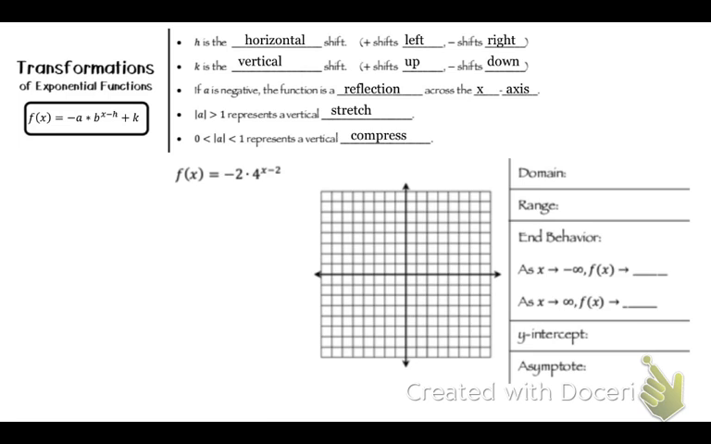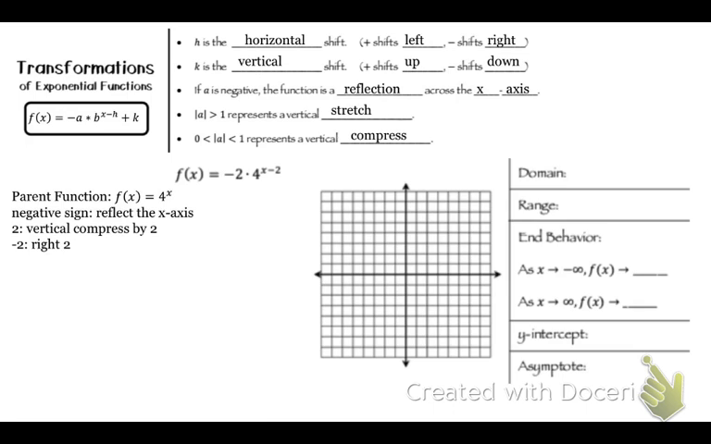Okay, let's do one more. So here we have our parent function is 4 to the x. It reflects the x-axis because of the negative sign. The 2 is a vertical compression by 2. That should have said stretch.